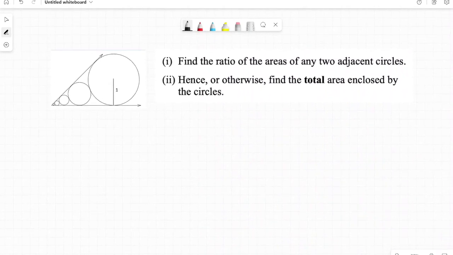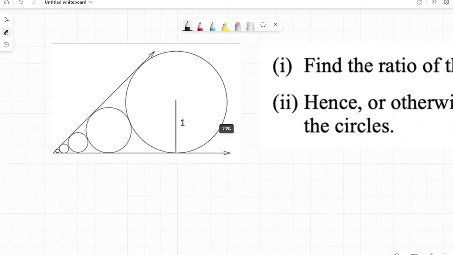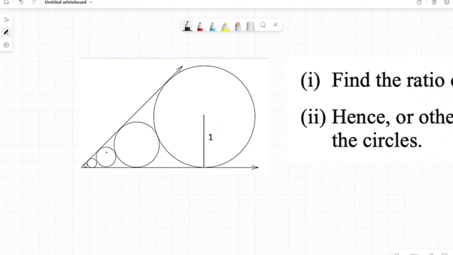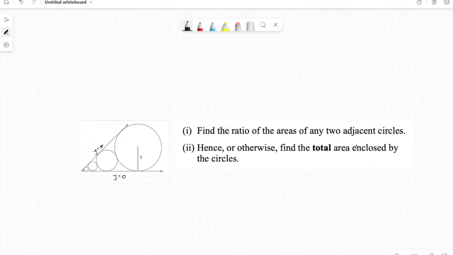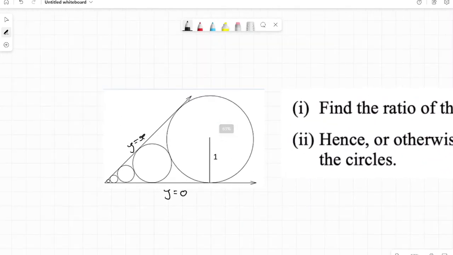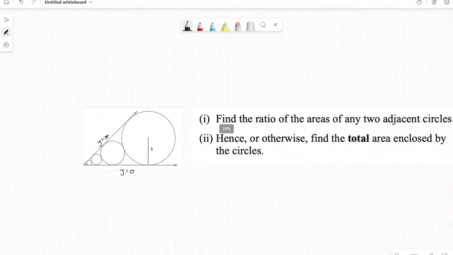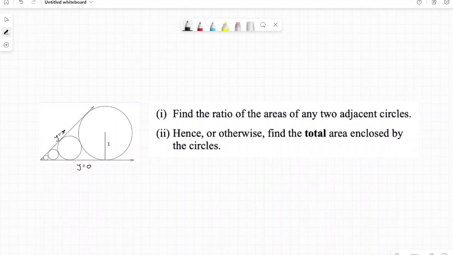Walden sent me. So we've got this little arrangement of circles here, and they're sandwiched between the line y equals x and the x-axis, so y equals 0. And we have to find the ratio of the areas of any two adjacent circles. And already that gives us a bit of a clue that all the circles have the same ratio of area, which is something to keep in mind when you're going through this problem.